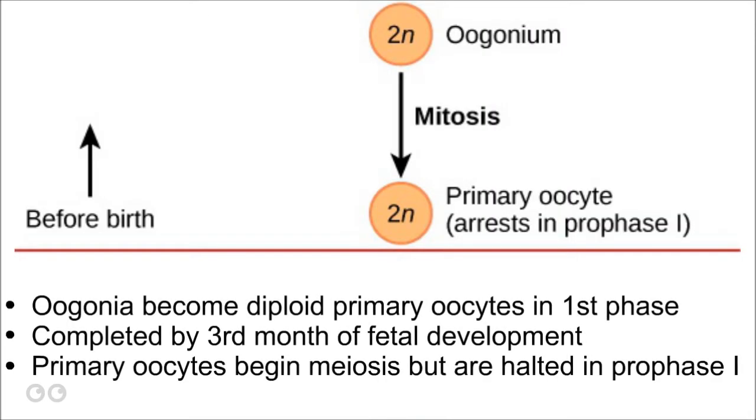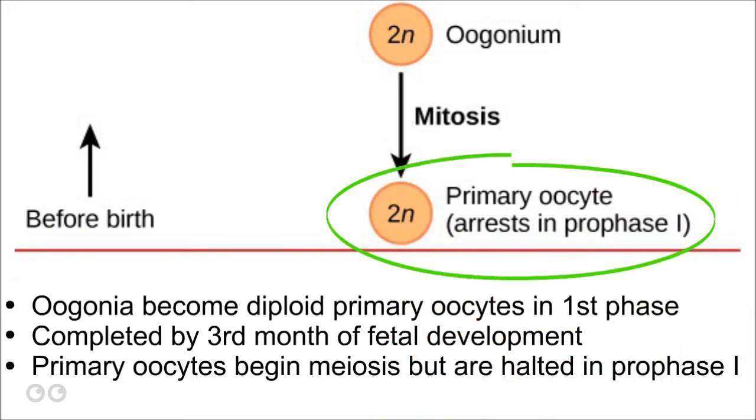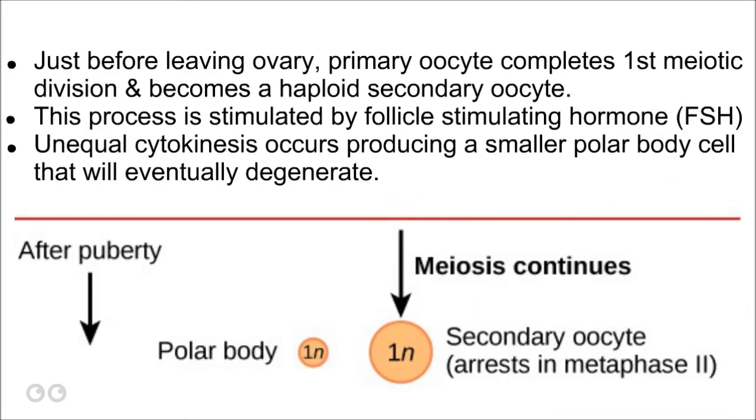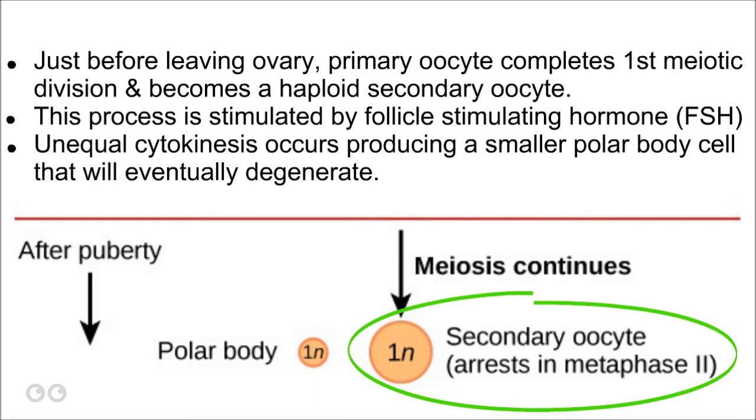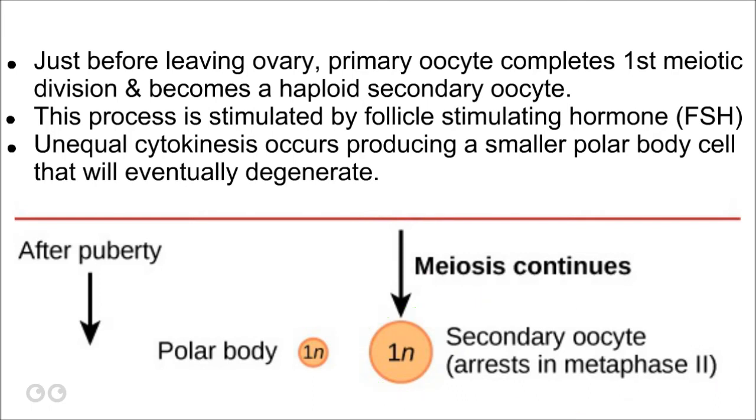Oogonia become diploid primary oocytes in the first phase. It is completed by the third month of fetal development. Primary oocytes begin meiosis but are halted in prophase I. Just before leaving the ovary, the primary oocyte completes the first meiotic division and becomes a haploid secondary oocyte. This process is motivated by the follicle-stimulating hormone. Unequal cytokinesis occurs, producing a smaller polar body cell that will eventually degenerate.